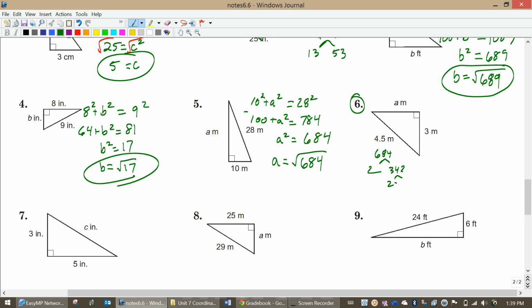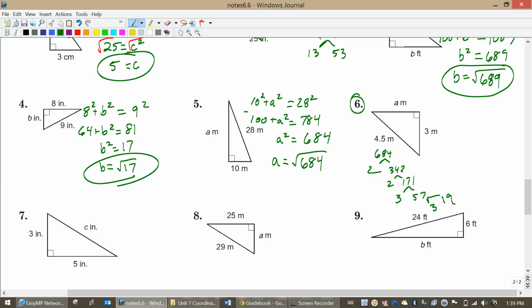Oh, I'm going to take another 2 out. That'll be exciting. 2 and 171. Oh, this is getting weird. 171. What is it divided by? I like 3, right? 3 and what? 57. What is 57 divided out? 3 and what? 3 and 19. It's 19. 19's prime.